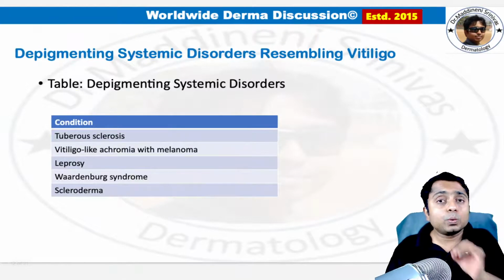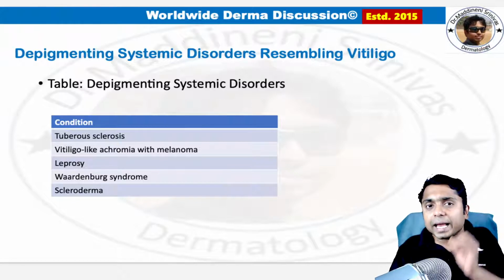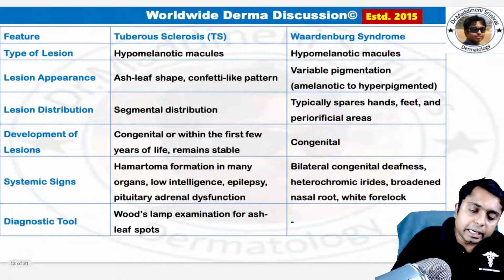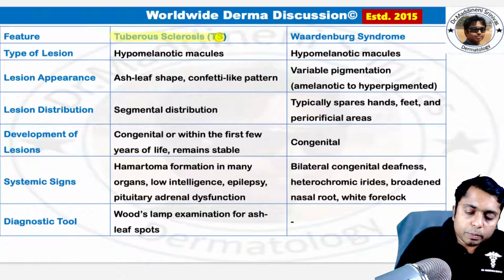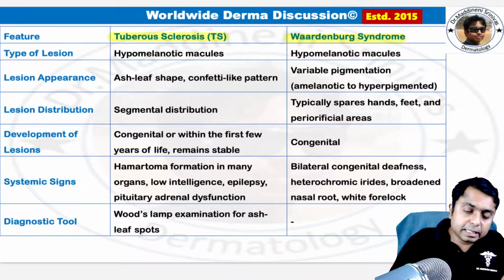Now coming to important systemic conditions which may appear like vitiligo clinically. What are those conditions? Let us look at them one by one: tuberous sclerosis and Waardenburg syndrome. First of all, let us see tuberous sclerosis.